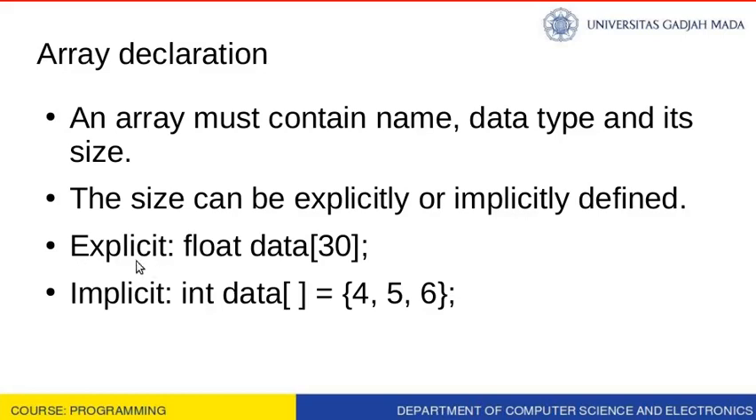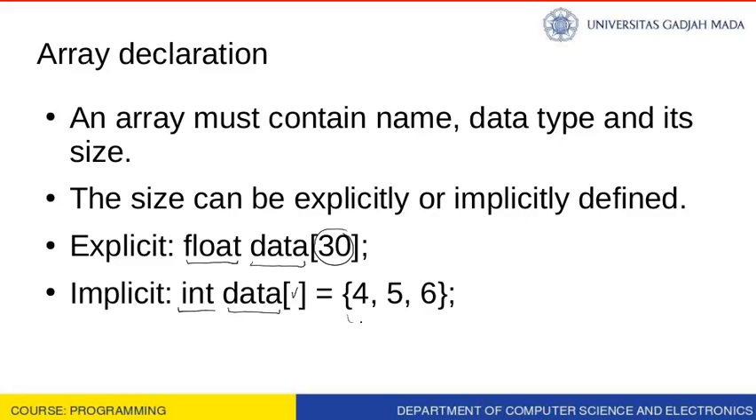For the explicit definition of the size of an array, we can directly write like this. This is the array, and then the name of the array, and then this is the data type, and this one is the size of the array. However, we can write also implicitly by mention the data type and then the name of the array, and then here we do not provide any number which is the size of the array.